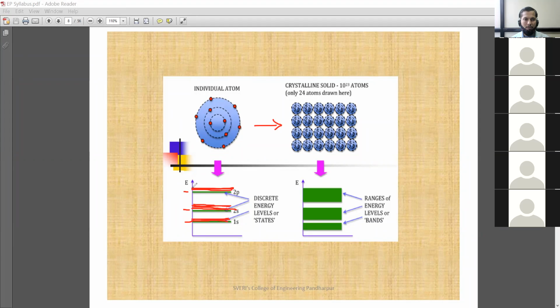For a single atom, there is a single energy level. But for a group of atoms, which we can call a solid, what happens? There is a set or series of energy levels, and that set or series of energy levels is called an energy band. Are you getting this?